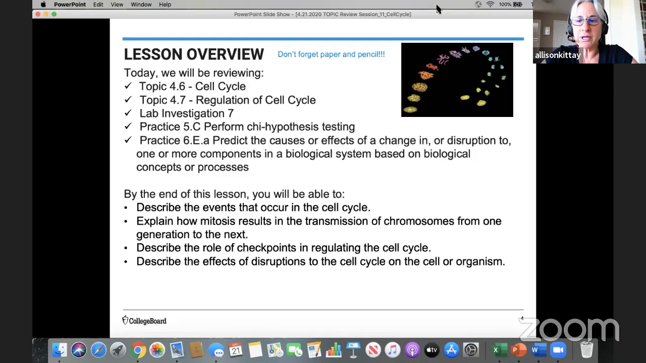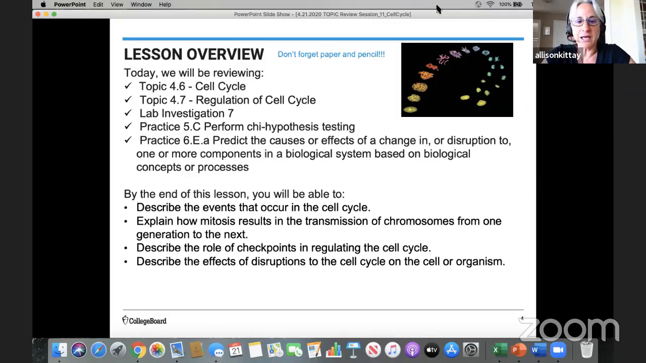We're going to look at two science practices today. We're going to perform a chi-square analysis to test a null hypothesis. And we're also going to look at predicting the causes or effects of a change or disruption to one or more components of a biological system based on biological concepts or processes. And as you might guess, these are going to relate to the cell cycle and its regulation.